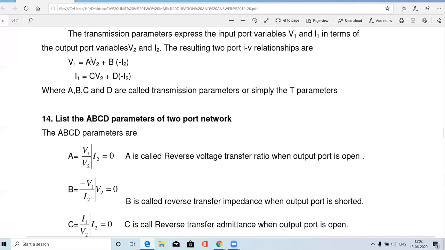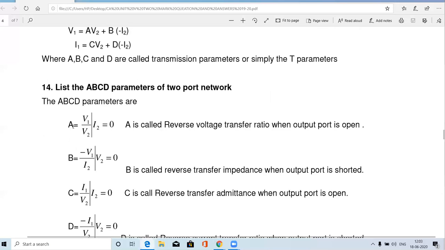So how to calculate A and C? While calculating A and C, we have to make I2 as 0. I2 equal to 0 means the output port is open circuited. When we are calculating B and D, we have to make V2 as 0. V2 equal to 0 means the output port is short circuited. So A and C are called open circuited parameters, and B and D are called short circuited parameters.